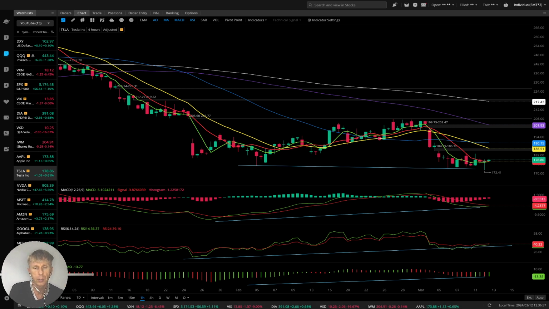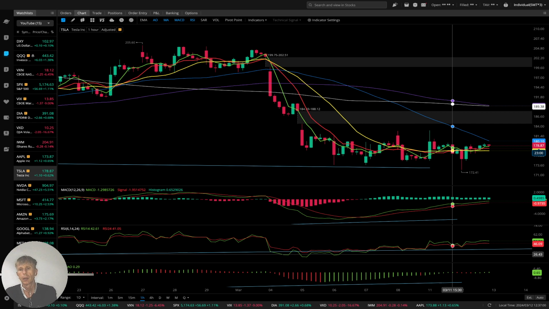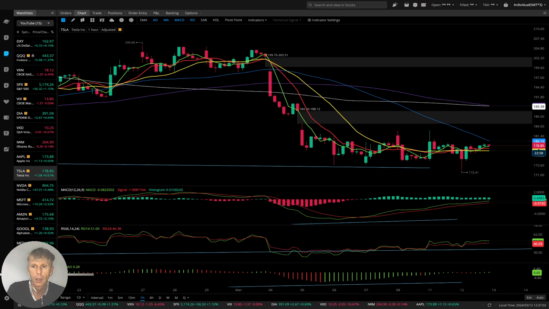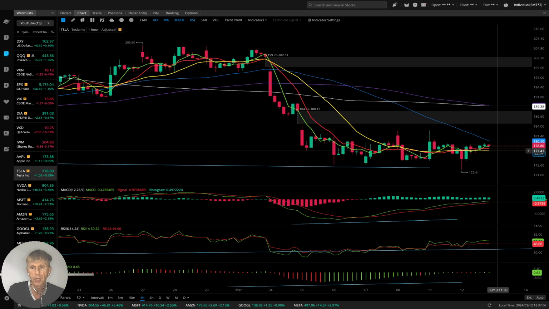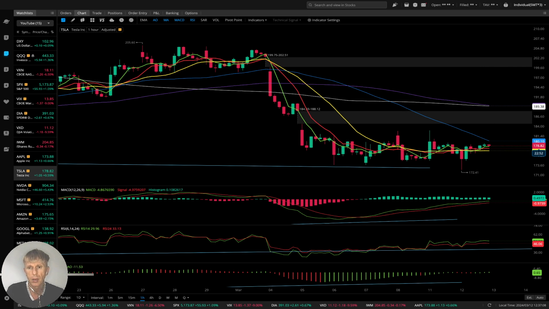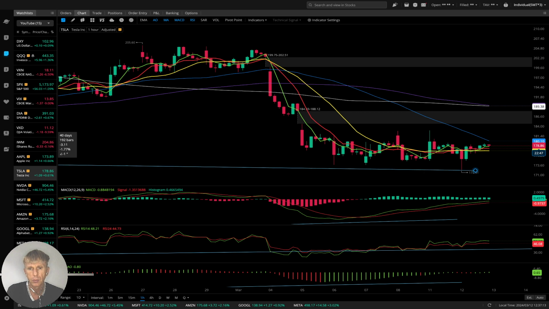1 hour time frame for Tesla. MA5, 10 and bars did a bullish crossover over 20, it is positive territory. Bullish divergence. You see the trend was negative bearish and all indicators bullish.